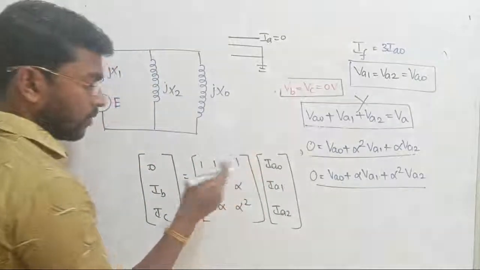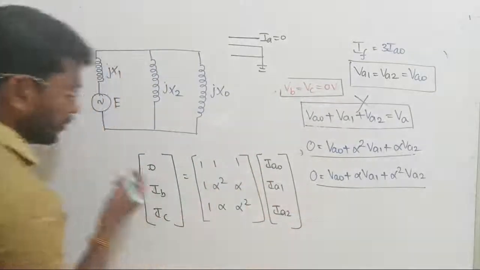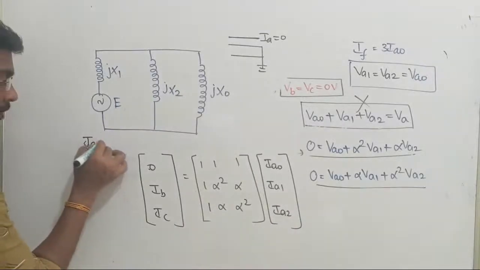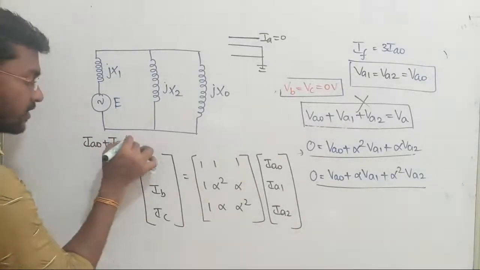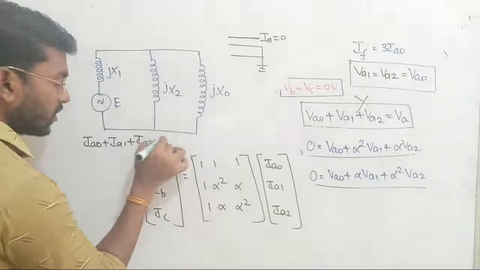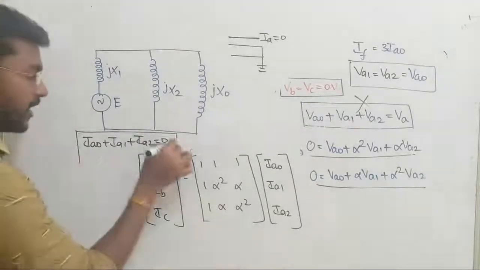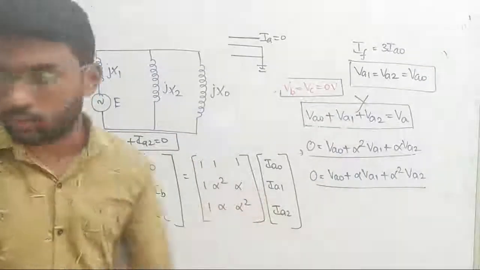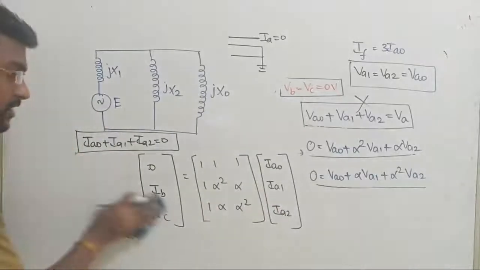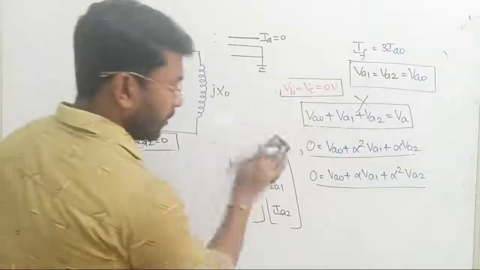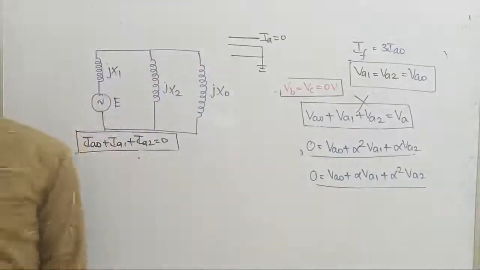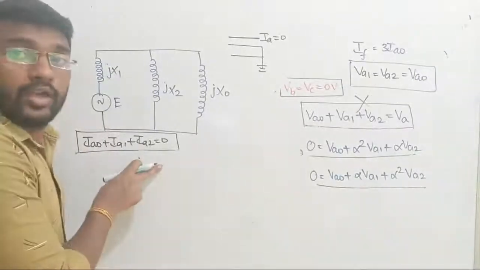1 * IA0 + 1 * IA1 + 1 * IA2, such that IA0 + IA1 + IA2 is going to be 0. Yes or no? That's all. In this case, the rest of the things I don't want. Don't write any of this. That's all. Right? Getting back to the equation, IA0 + IA1 + IA2 will be equal to 0, right?